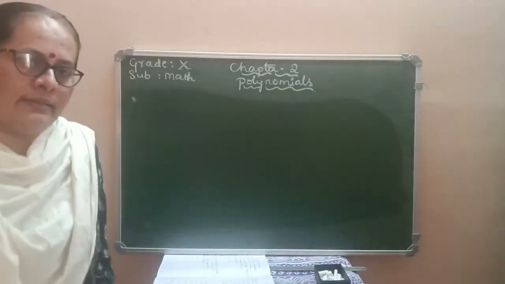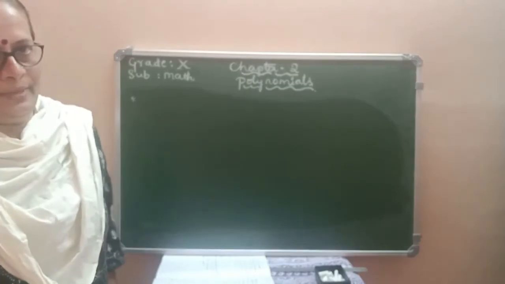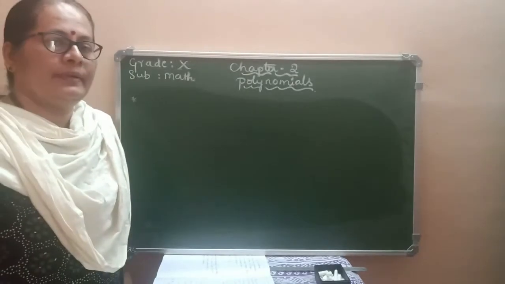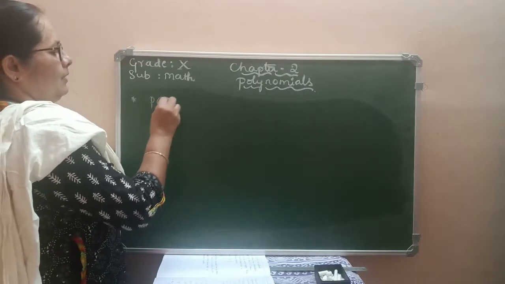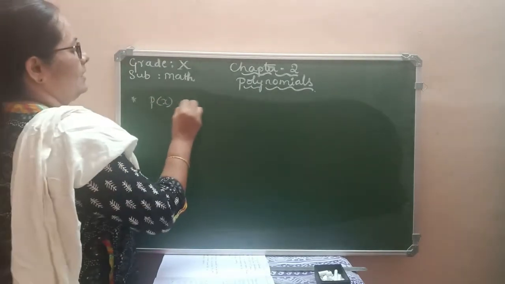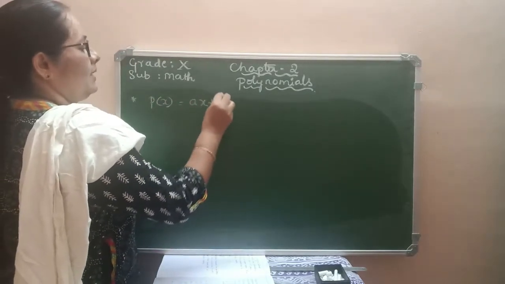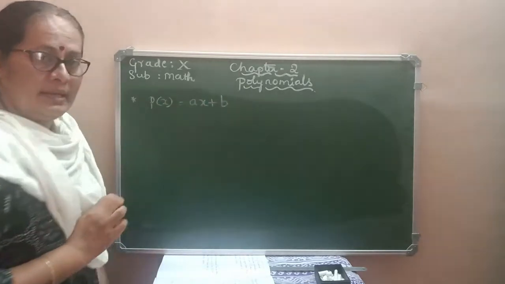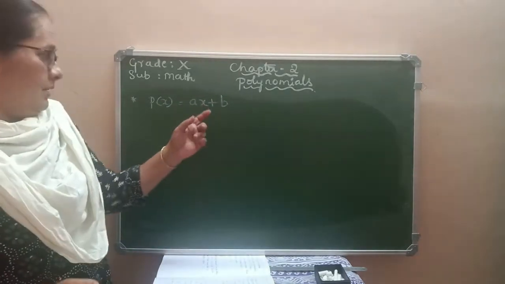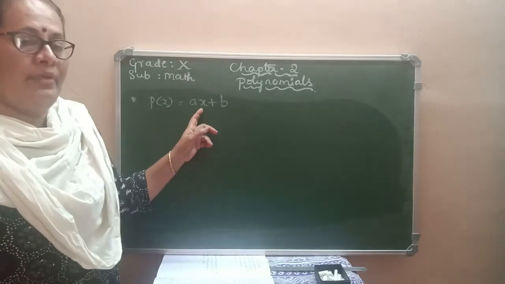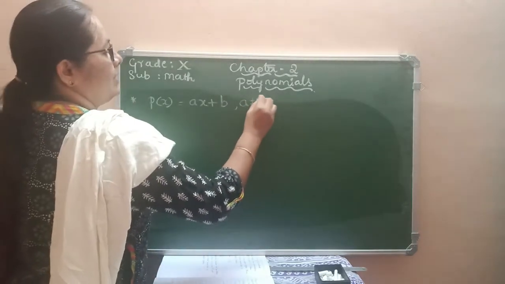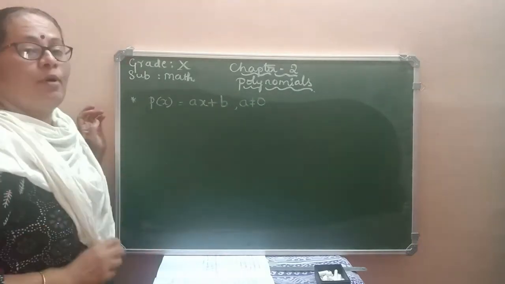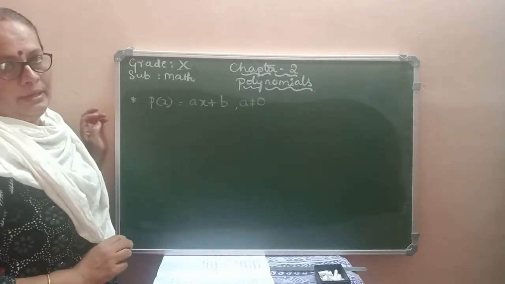After this you learnt linear polynomial. What is the general form of a linear polynomial? General form of linear polynomial is P of x equals ax plus b, where a and b are real numbers and x is the variable, and a is not equal to 0.